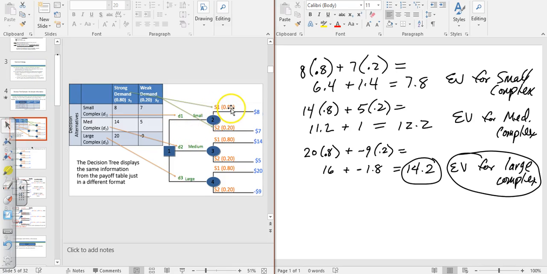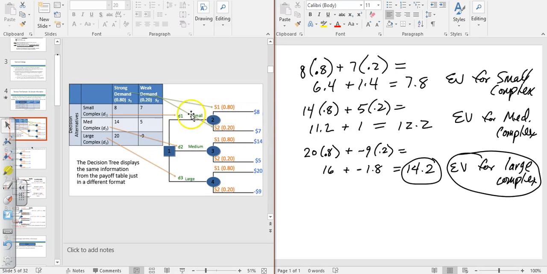And then we have our states of nature, right? Remember, strong demand is 0.8. So strong is 0.8, strong 0.8, strong 0.8. For each decision, small has a strong and a weak demand. Medium has a strong and a weak demand. Large decision has a strong and a weak demand. And it's that 0.8 and 0.2. They all have the 0.8 and 0.2, and they all have their payoffs.